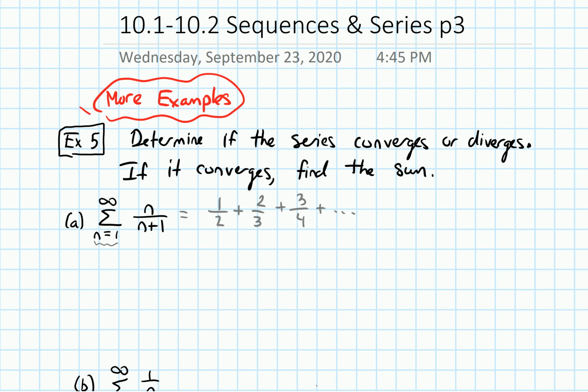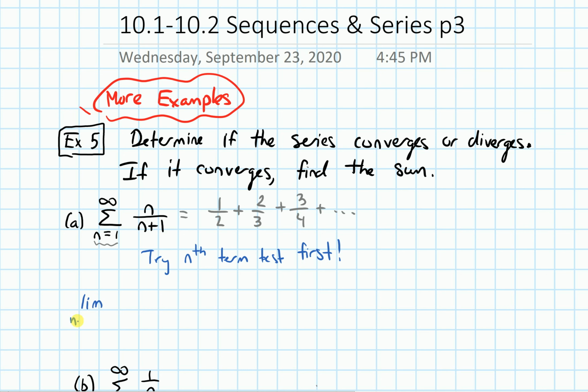So we might be able to tell just by looking at this whether or not this converges or diverges. If we're unsure, what we could do is try the nth term test first. Because when I look at these terms, 1/2, 2/3, 3/4, they look like they're getting larger and larger. And moreover, I can sort of see that it seems like they're getting closer and closer to 1. And if the limit of the terms isn't 0, the series is definitely going to diverge. So let's just see if that happens.